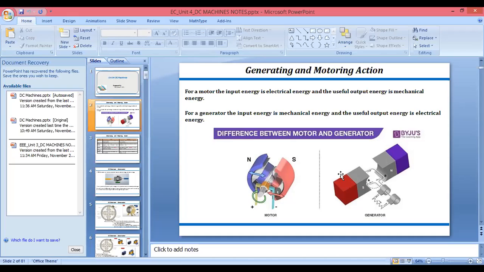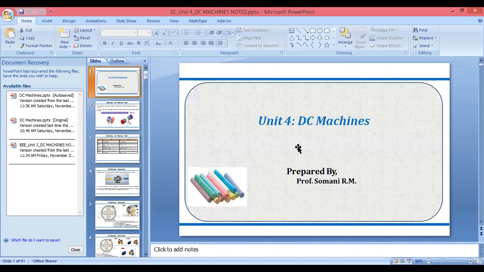And if it is doing exactly the vice versa of the DC generator, at that time we can say the DC machine is a DC motor because it will use the electrical energy and give us mechanical energy. So these are the two types of DC machines which we have to study in this unit.